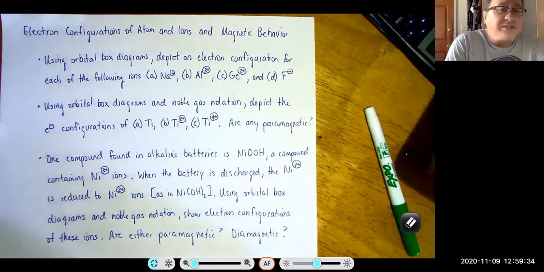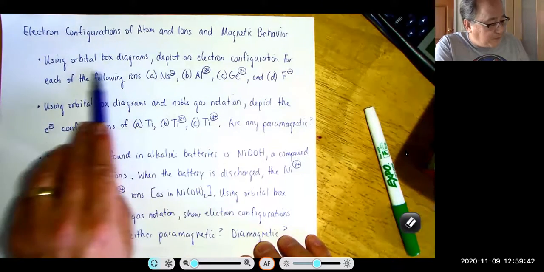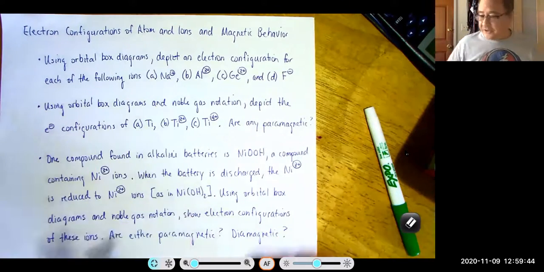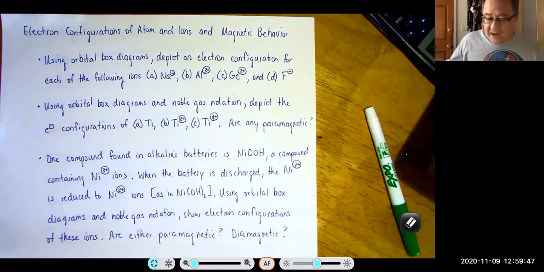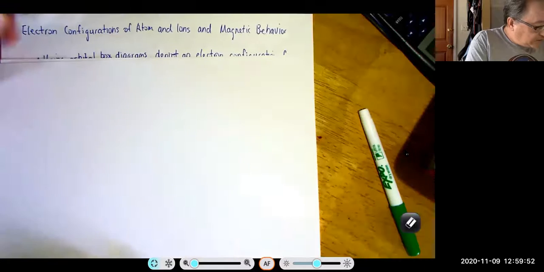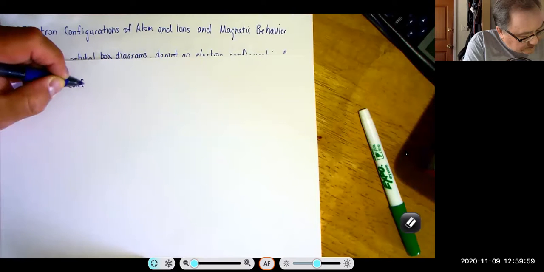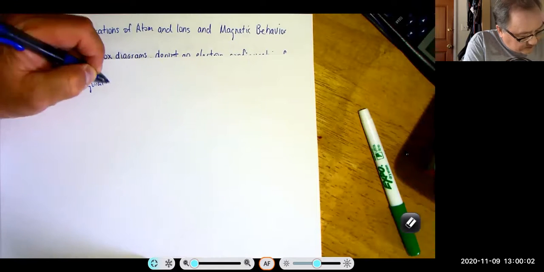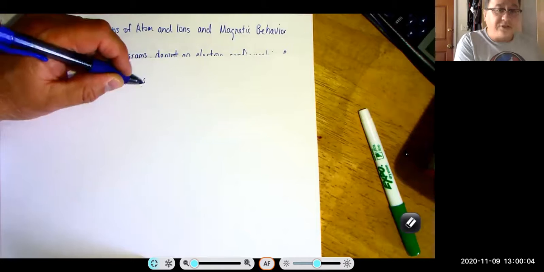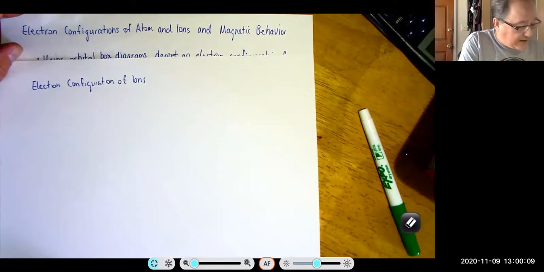Okay, electron configurations of atoms and ions and magnetic behavior. So using orbital box diagram, depicting electron configuration for each of the following ions. So to get the electron configuration of ions, we have a special set of rules to follow. So for the electron configuration, there are 2 sets of things that we follow. It depends on whether the ion is a cation or anion.